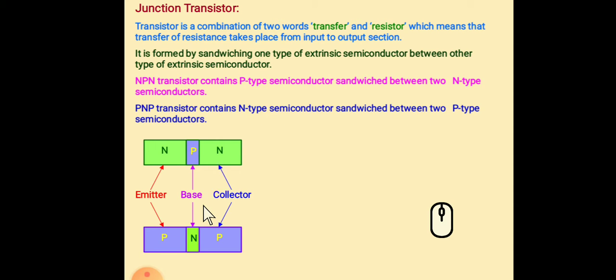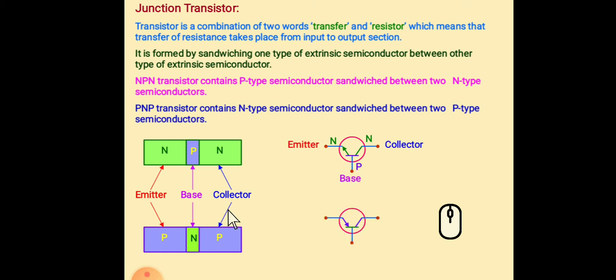So we can divide that into three terminals. This is emitter, this one is base, and this one is collector. And the symbol of NPN transistor is this one. This is NPN transistor. This arrow mark indicates the direction of current. Here in case of PNP transistor, this arrow mark gives the direction of current. Always this arrow mark is on the side of emitter. We have to remember this one.